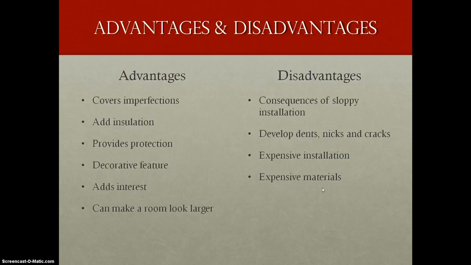Some of the advantages of using moldings and trims: it does cover those imperfections that are left when the wall and the ceiling meet or the wall and the floor meet. It also adds insulation to doors and windows because those are filling in gaps and cracks. It provides protection to the wall from cleaning equipment like a vacuum. The baseboard is going to provide protection for that. It adds a decorative feature and aesthetic look, giving the room more interest.